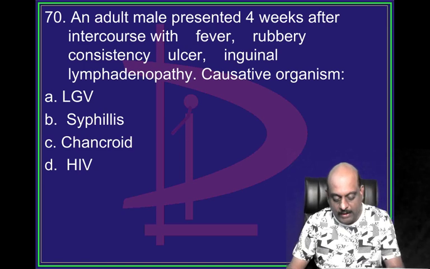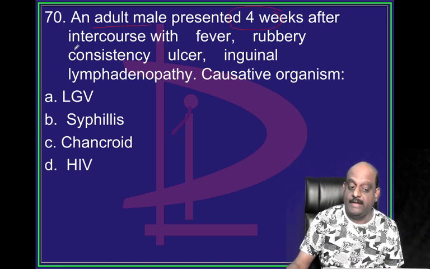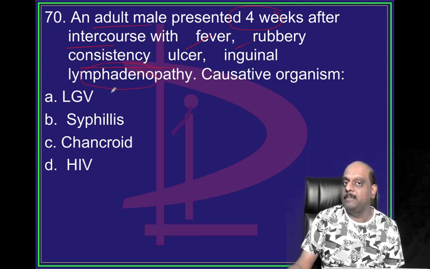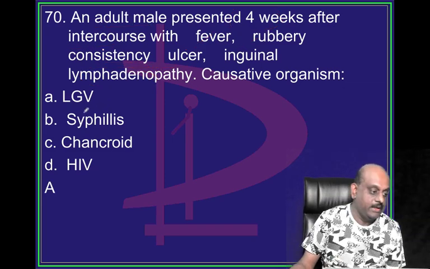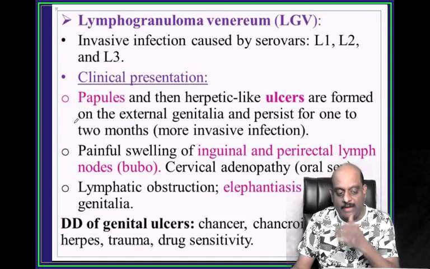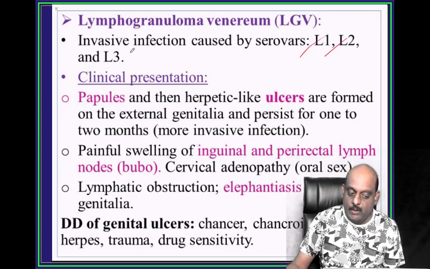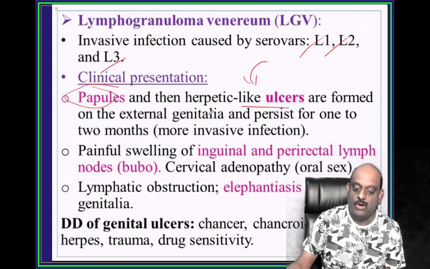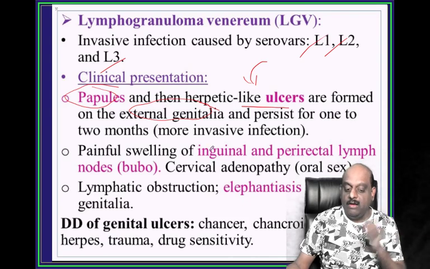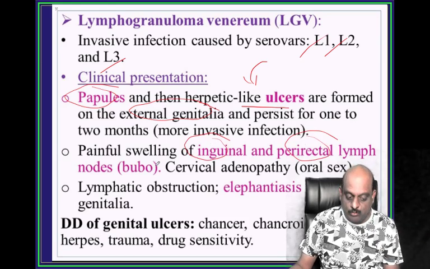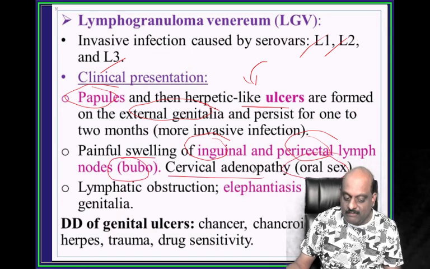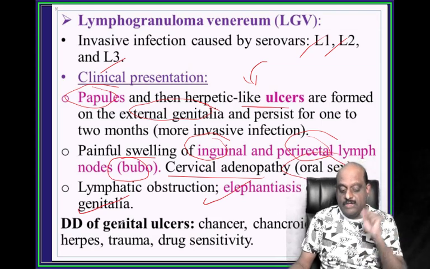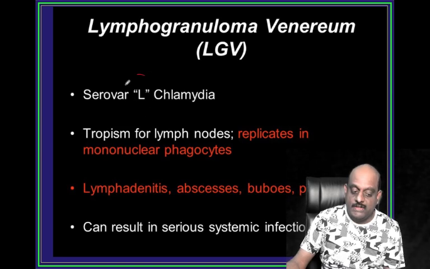Right? Now, an adult male presented 4 weeks after intercourse with fever, rubbery consistency, ulcer, inguinal lymphadenopathy. So what is the causative organism? It is the classical story of lymphogranuloma venereum. It is caused by L1, L2, L3 serovars. There are papules and then herpetic-like ulcers on the external genitalia. There will be a painful inguinal lymphadenopathy, perirectal lymphadenopathy, jisko bolte hain gubo. If there is oral sex, then cervical lymphadenopathy. Then elephantiasis of genitalia because of the lymphatic obstruction is a feature of lymphogranuloma venereum. So CWR L of chlamydia.